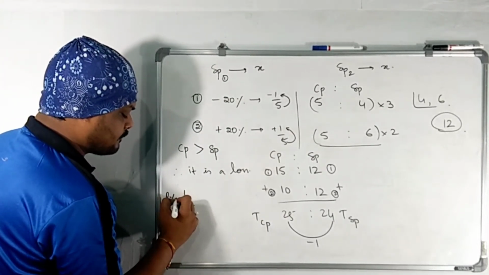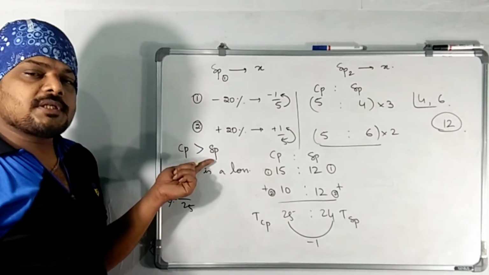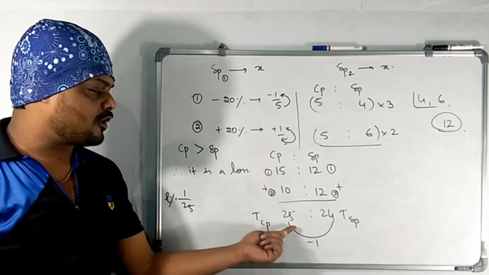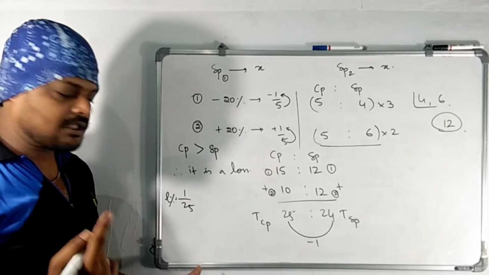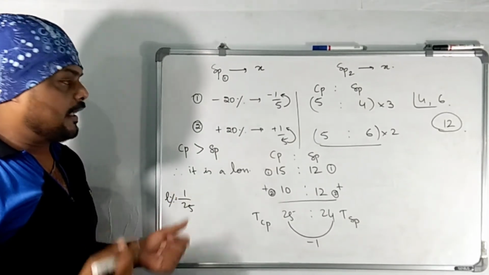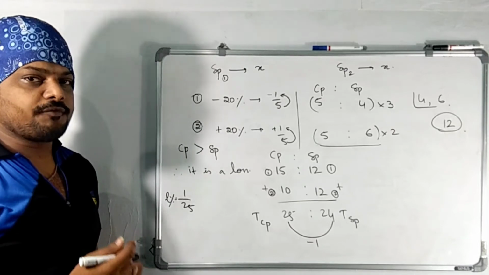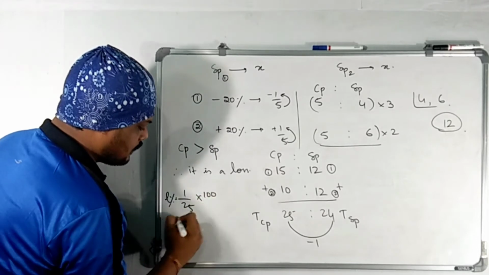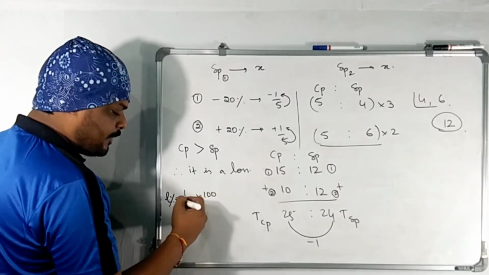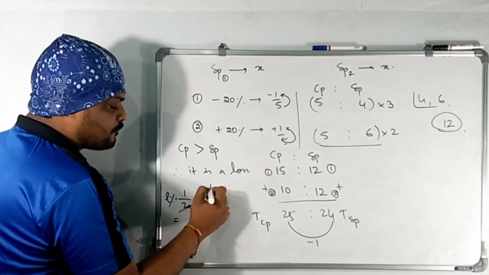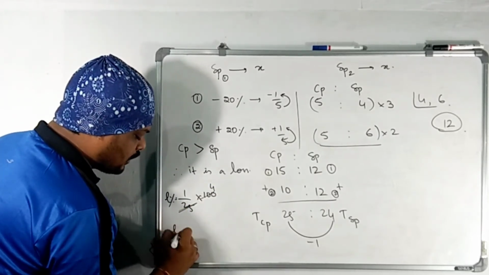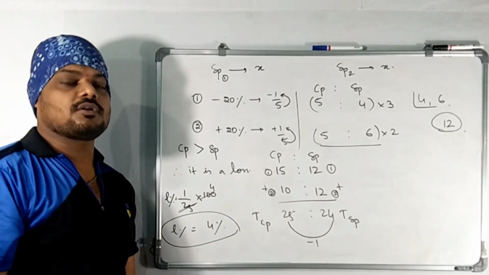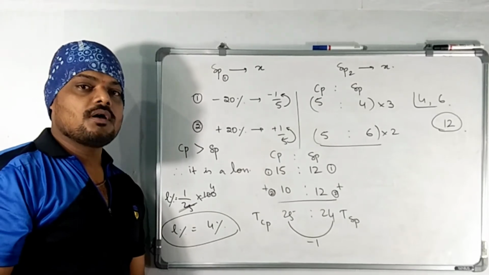So loss percentage is, by comparing the total cost price and the selling price, we got it as a loss. The loss, the difference between the cost price and selling price, is 1 unit. He asked about the loss percentage or profit percentage. So loss percentage is loss upon cost price into 100. How many times will 25 go? 25 goes 4 times. So totally loss percentage is 4%.